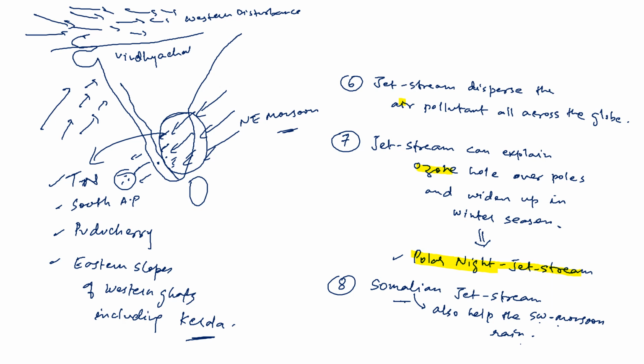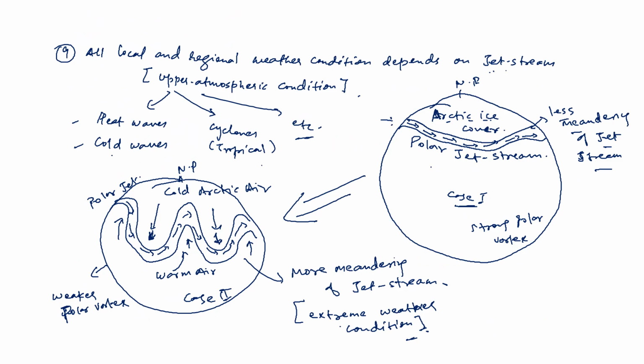Even the Somali jet stream can make the Indian southwest monsoon strong. When the Somali jet stream is weak, the Indian monsoon also gets weakened. So this is the impact of the jet streams. You can also explain extreme weather events like cold waves, heat waves, cyclonic disturbance, etc. You know, the polar jet stream at 60° north and south is moving more zigzag because of climate change. As a result, it is allowing warmer air from the tropics to enter higher latitudes, and colder air of the Arctic and Antarctic into the lower latitudes.